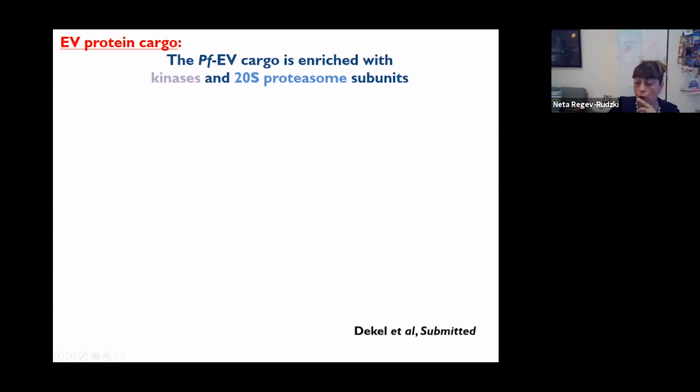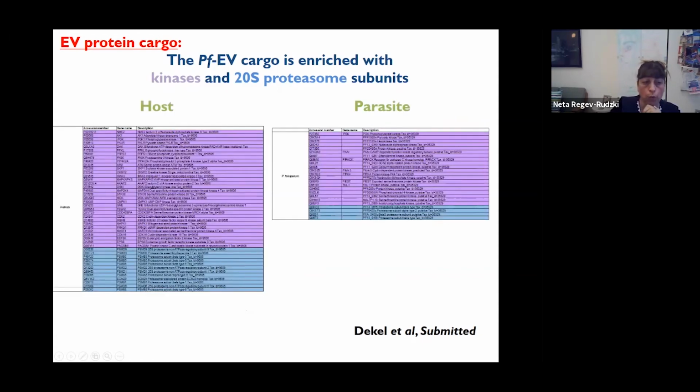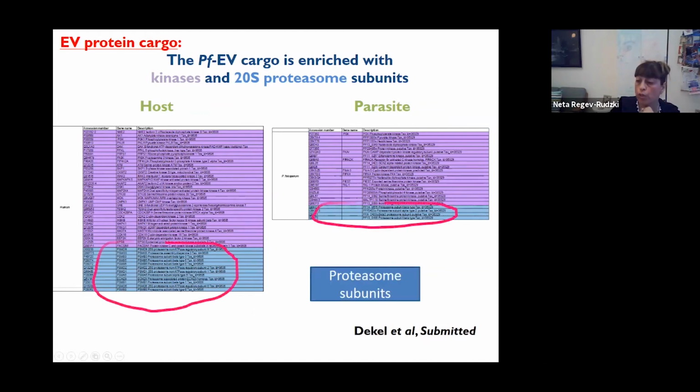So we performed proteomic analysis on the parasitic vesicles, and 2 subfamilies drew our attention. We could detect a large group of host and parasite kinases, but I'm not going to talk about this direction today. But we could also see many host and parasite proteasome subunits protected within these vesicles. I mentioned these results to Michal from our department over a coffee break, and she decided to join us and collaborate on this direction.